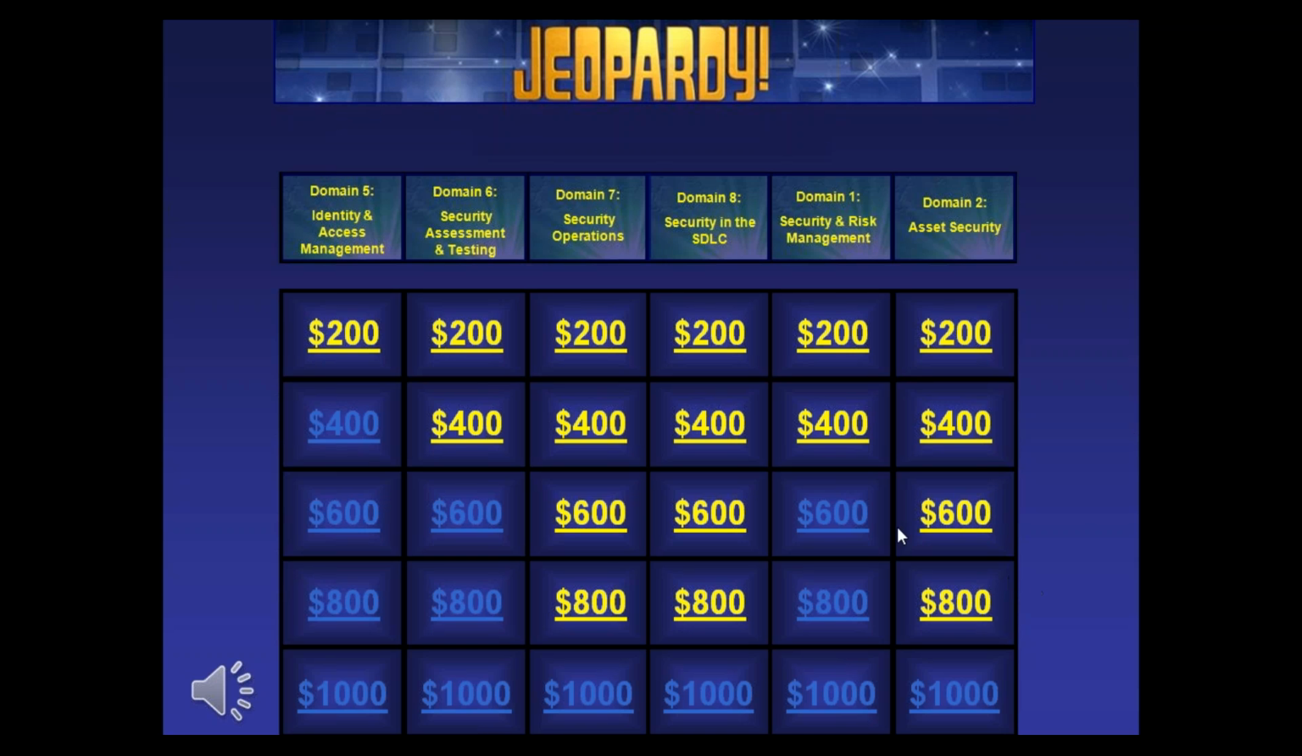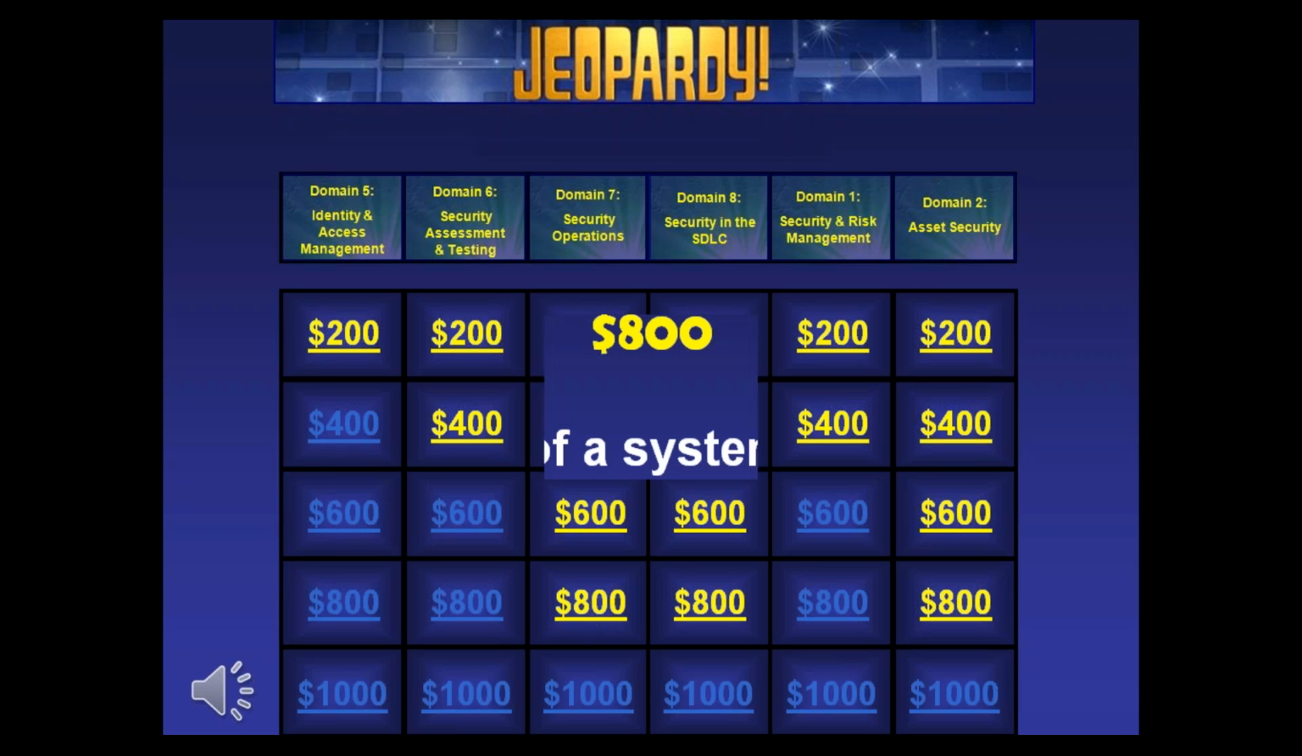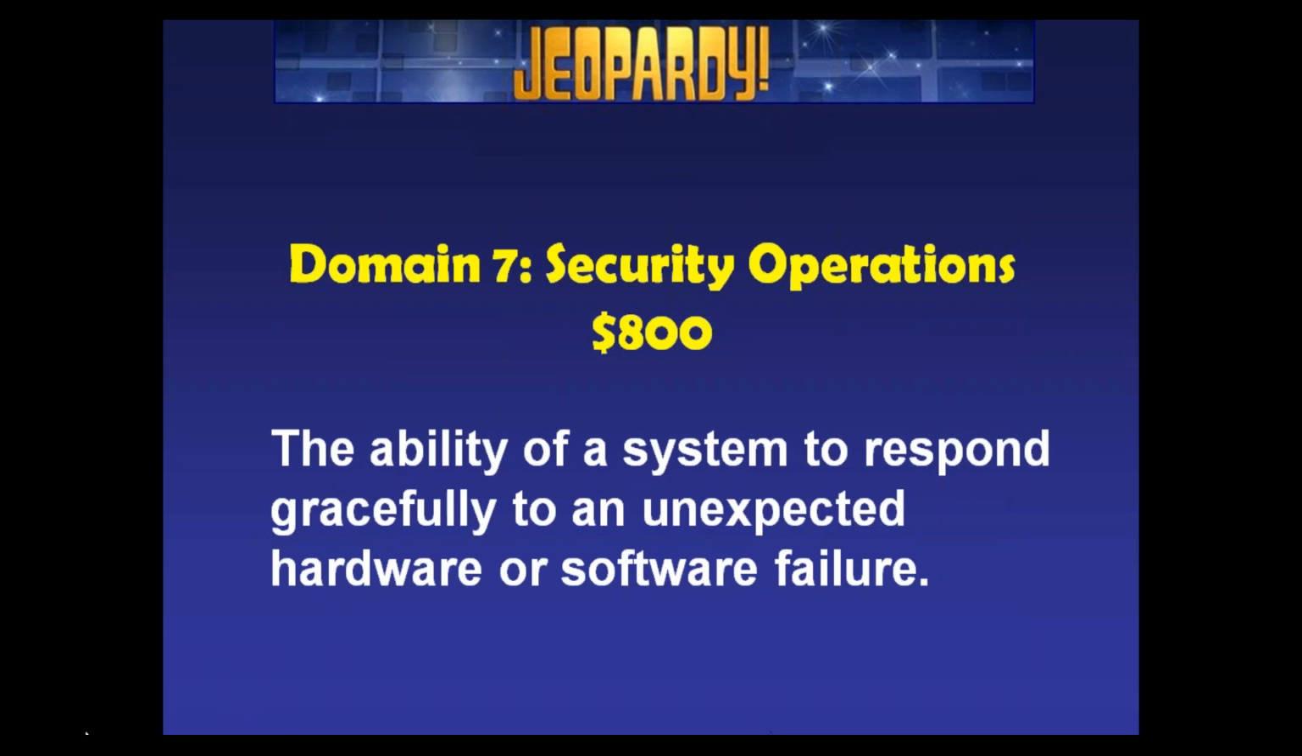Okay, let's go for domain 7 for 800, security operations. All right, here we go. It blows gracefully. This relates to information being backed up again. I have an incorrect response, and I have a correct response. I think we have a new participant, RT.